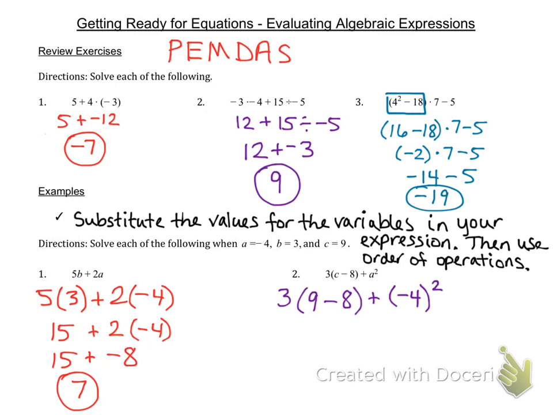Now let's follow order of operations. I'm going to do whatever is inside the parentheses. So I'm going to do 3 times 9 minus 8, which is 1. And then I'm going to rewrite this. Next thing you're going to do is exponents. Well, -4 squared is a -4 times a -4, which is 16. And then I'm going to rewrite everything else. 3 times 1 plus 16. Next step, 3 times 1 is 3 plus 16. 3 plus 16 is 19. So your answer is 19.